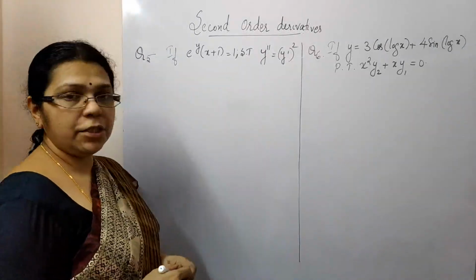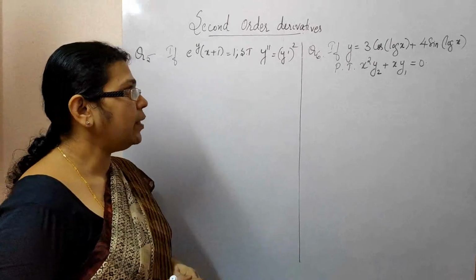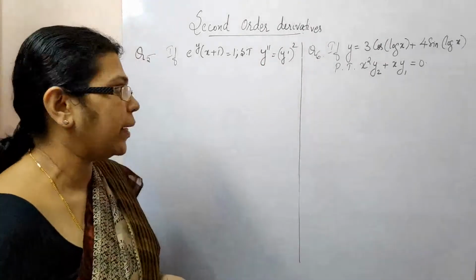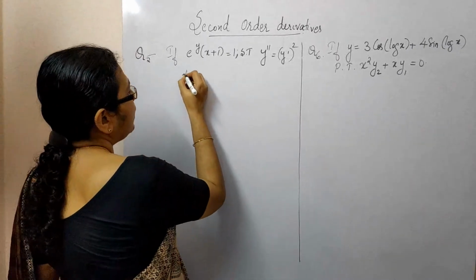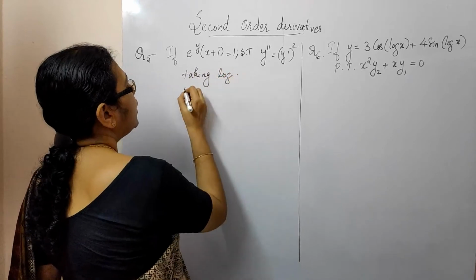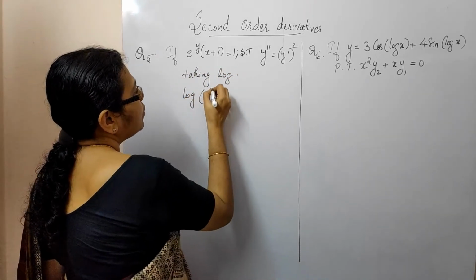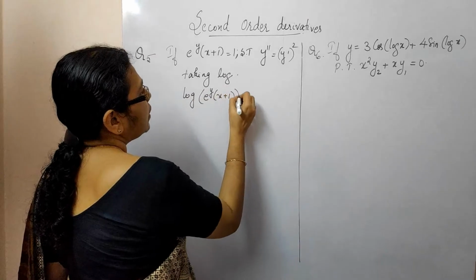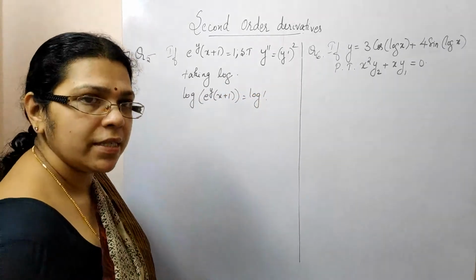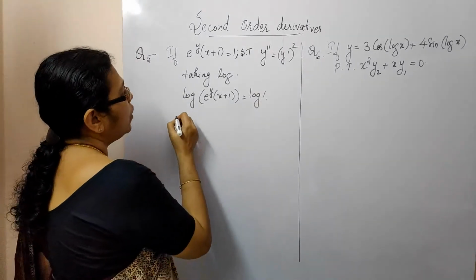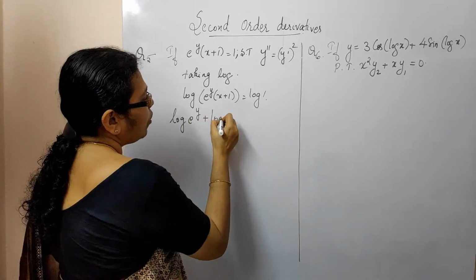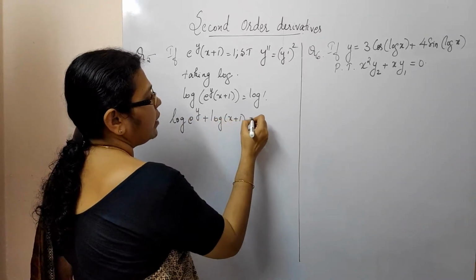If e raised to y into x plus 1 is equal to 1, show that y2 dash is equal to y dash the square. Okay. So, taking log on both sides. Taking log, what do I get? Log of e raised to y into x plus 1 is equal to log 1. What is the value of log 1? Log 1 is 0.